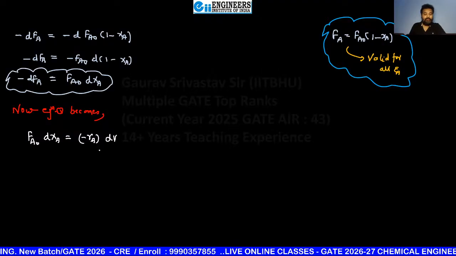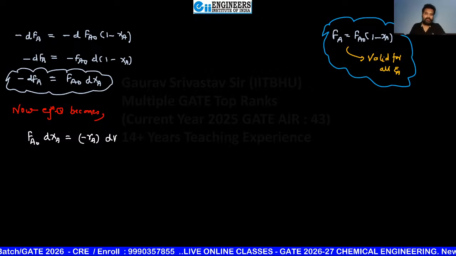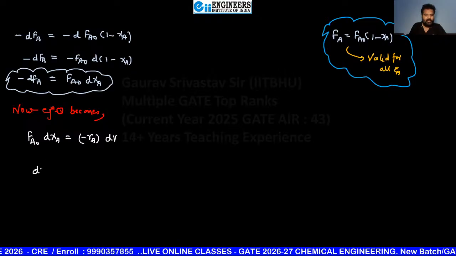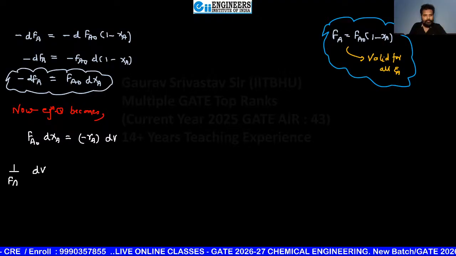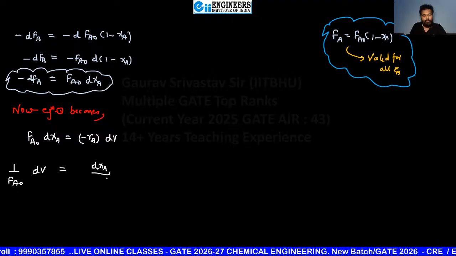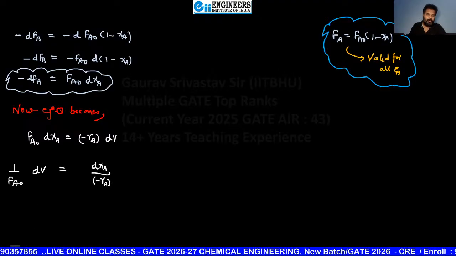Now it looks like a first order linear differential equation of variable separable type. So just rearrange it and integrate it. So how to integrate it? See, first I'm writing here dV. So it's dV, and 1 upon FA naught dV equals dXA upon minus RA. You know RA is a function of XA. Now you have to integrate it.